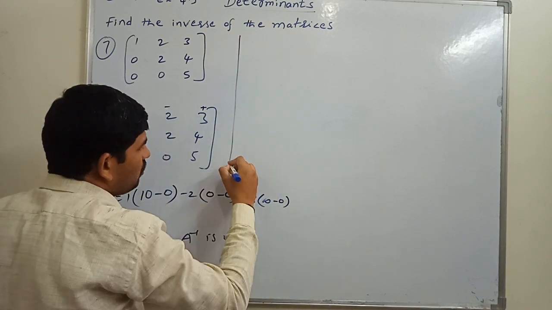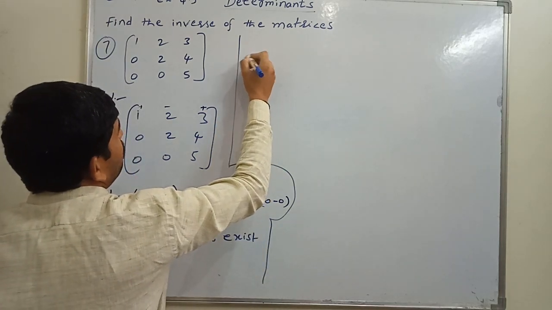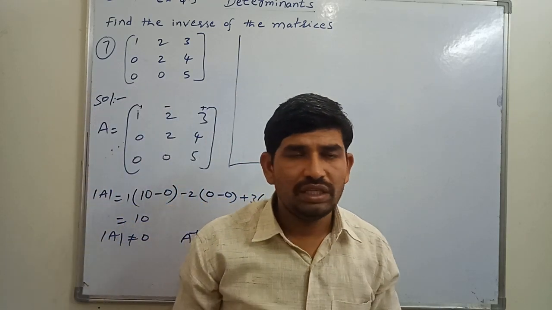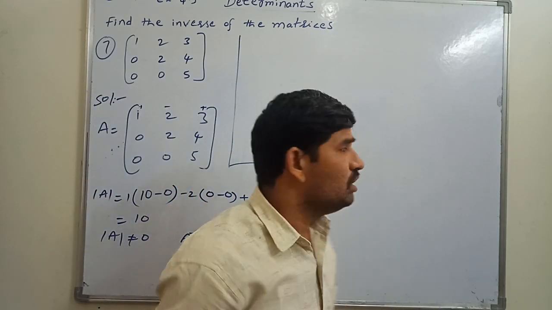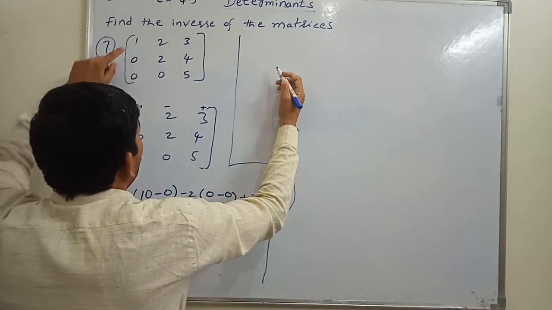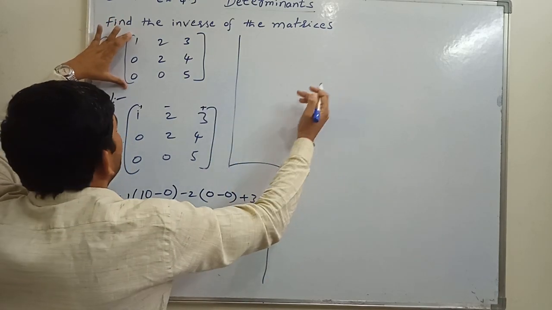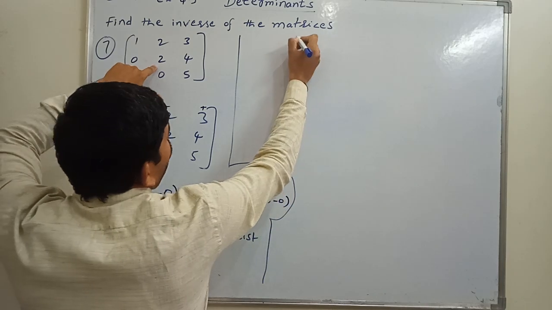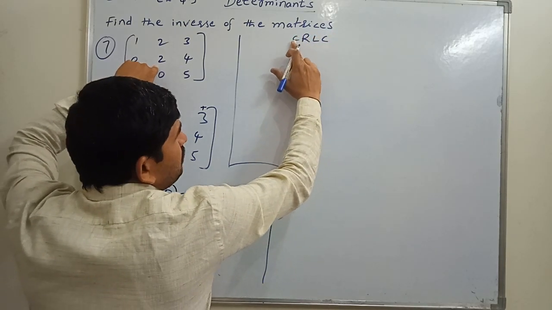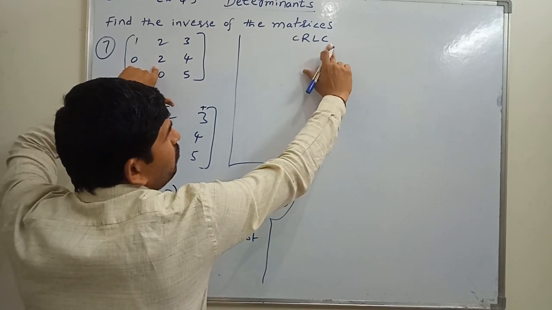Now I will write the adjoint of the matrix. How do we complete the adjoint of a matrix when the order is 3 by 3? I already told this in the previous class. If you have not watched that video, you have to observe it carefully. This is the given matrix, and from this I am going to find the adjoint. So how do we complete it? There is one rule, CRLC: center, right, center to the right, again left, and after that again we take center.